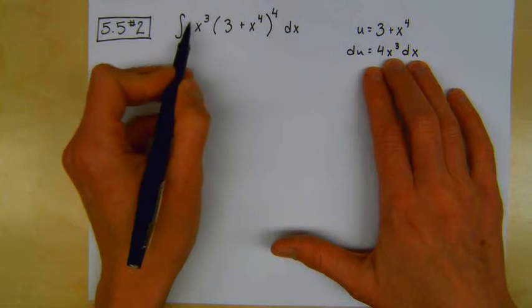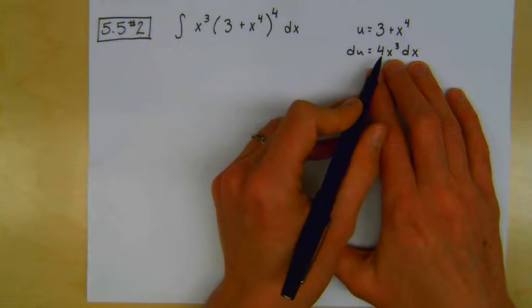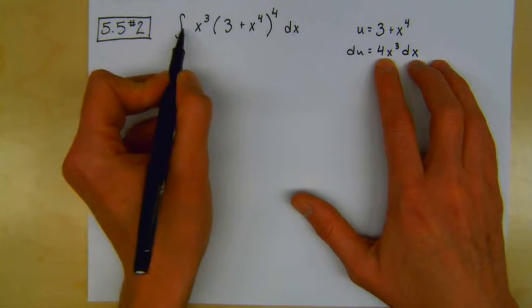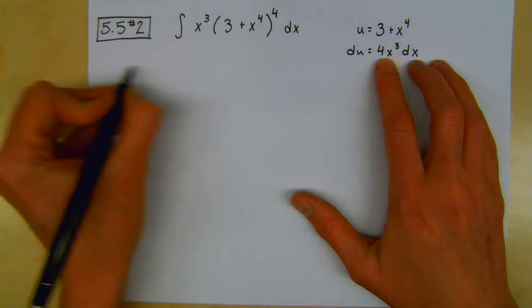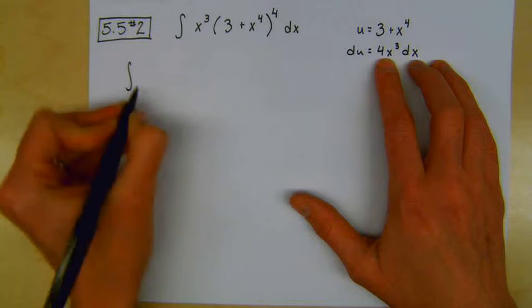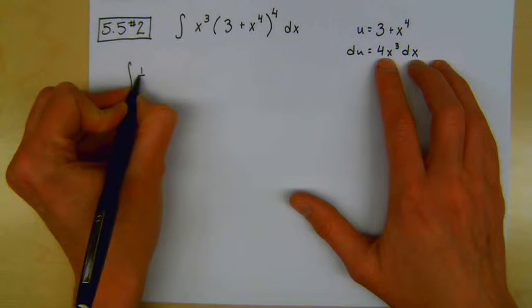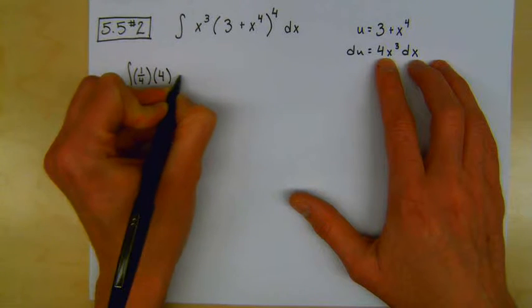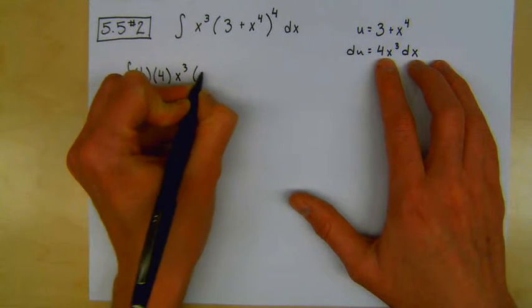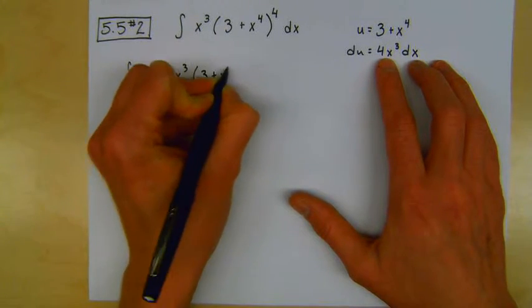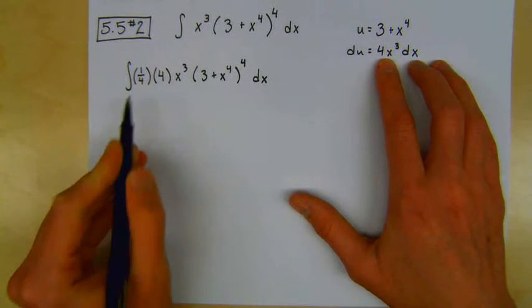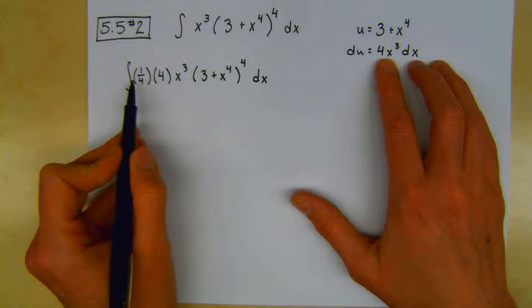There are a couple of ways to approach this. The way that I'm going to approach it is by multiplying a 4 and a 1/4 in this integral. Namely, this is the same thing as the integral of 1/4 times 4 times x cubed times 3 plus x to the 4th, all raised to the 4th dx. And I can do that because that's just multiplying by 1.